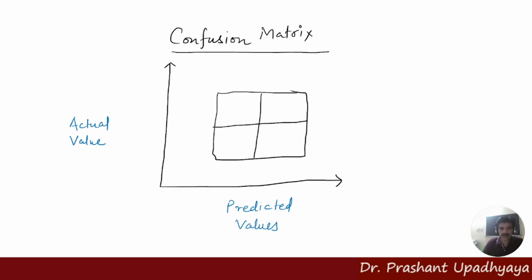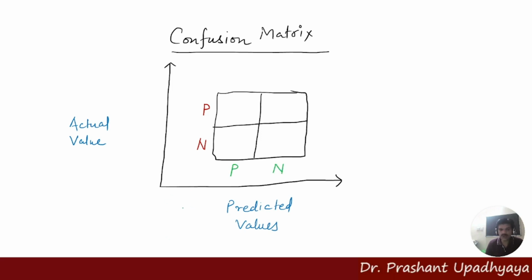Now, when we say actual values, the actual value can be positive or the actual value can be negative. So we write here positive for the actual value and negative for the actual value. Similarly, with respect to the predicted values, we can again have a positive value and a negative value.